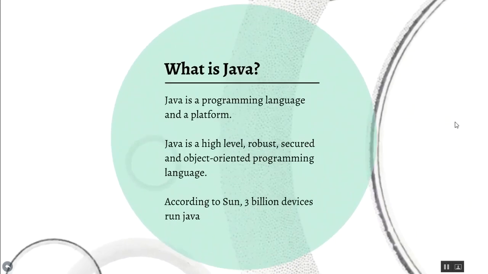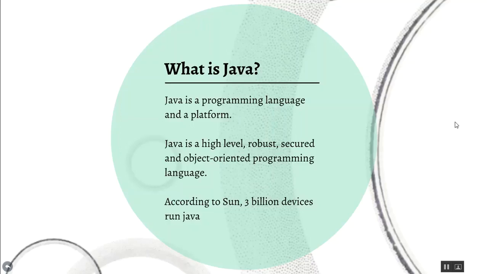So, what is Java? Java is a programming language as well as a platform. In software industries, there are two kinds of platforms available. First is a hardware platform, and second is a software platform. So, Java is a software-based platform which allows you to develop your own code.